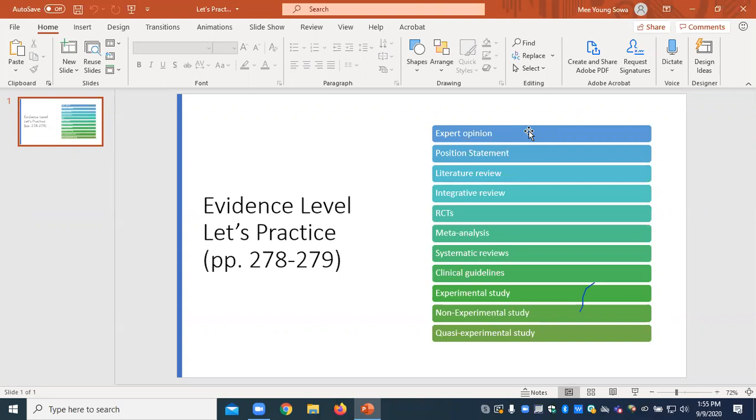Tiberius Jones. RCT, randomized control trial. Let me say randomized control. Okay, what's the randomized control? What's the level? I'm here. Yeah, Tiberius, randomized control.